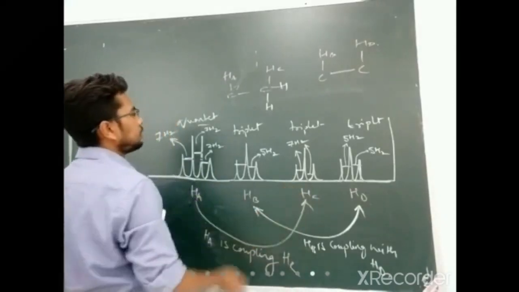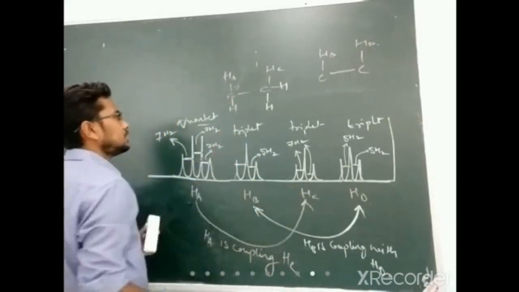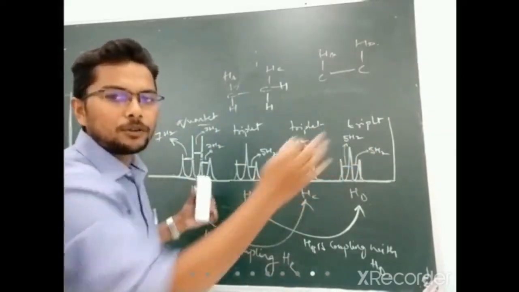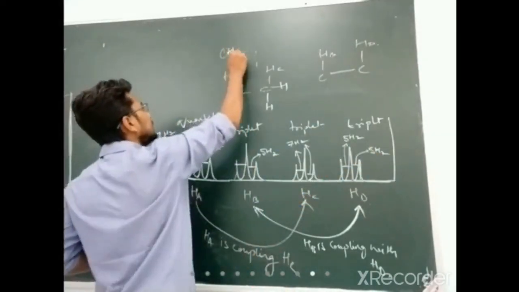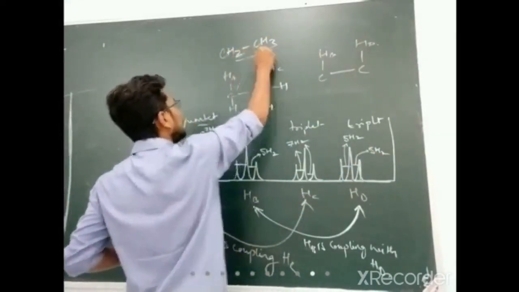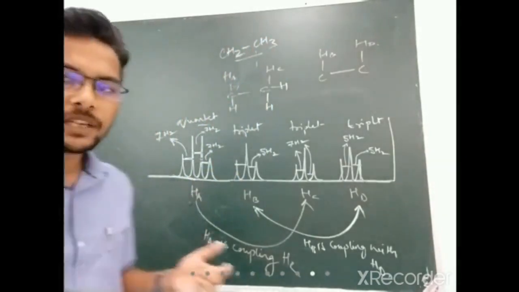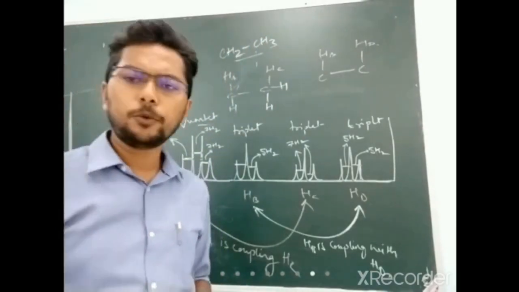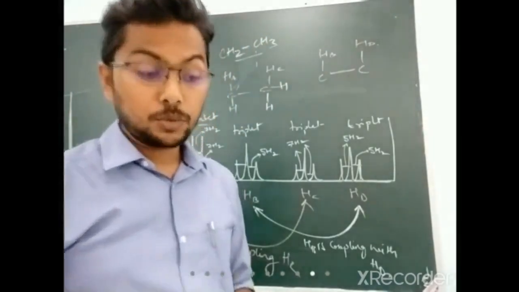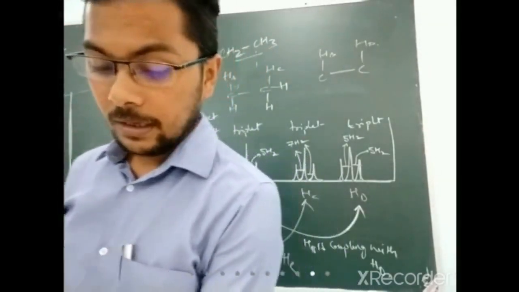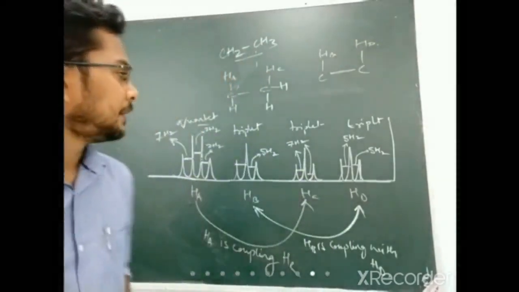If this is coming as triplet, that means HA should have CH2. That means your compound should have a CH2 CH3 fragment present. This is a very vital information. Later on, when we do some more problem solving with these values, you have to predict.